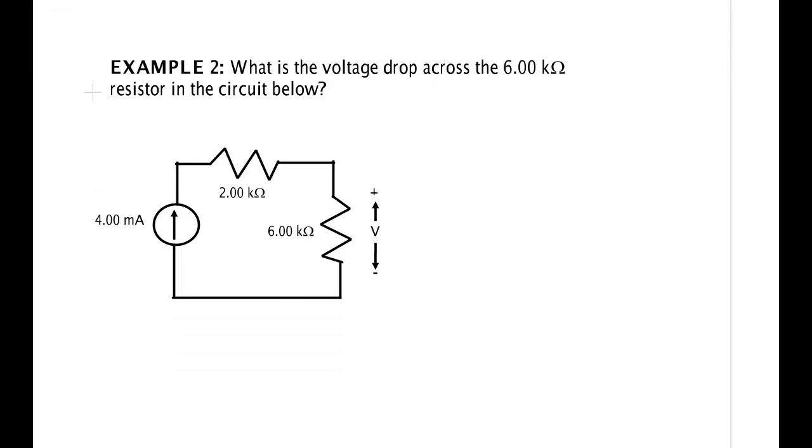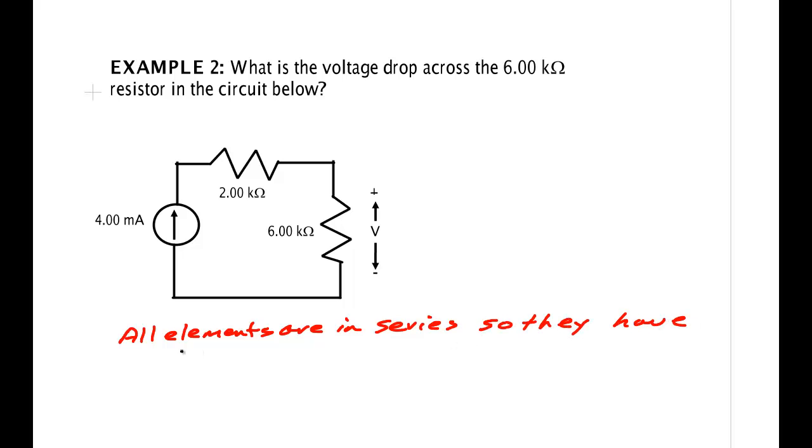Example 2. Here I have what's called a current source that keeps constant current flowing out and through this device. All elements are in series, so they have the same current. The current of this element, this current source, is 4 milliamps. So that's also the current of this 2K resistor and the 6K ohm resistor.